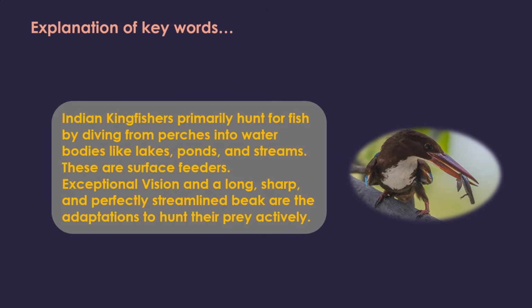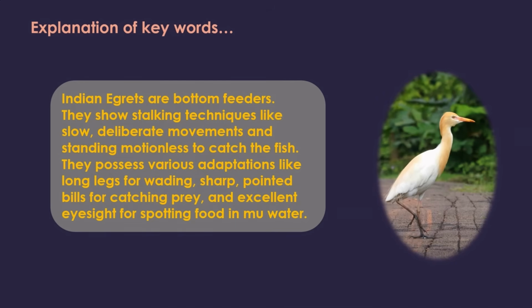Indian kingfishers. They are hunter birds. They hunt fishes. They do not live in water, but they stand still on perches beside the water, and they dive from the perches when they see their prey. They are also surface feeders like spot-billed ducks, and their adaptations are exceptional vision and a long, sharp, and perfectly streamlined beak.